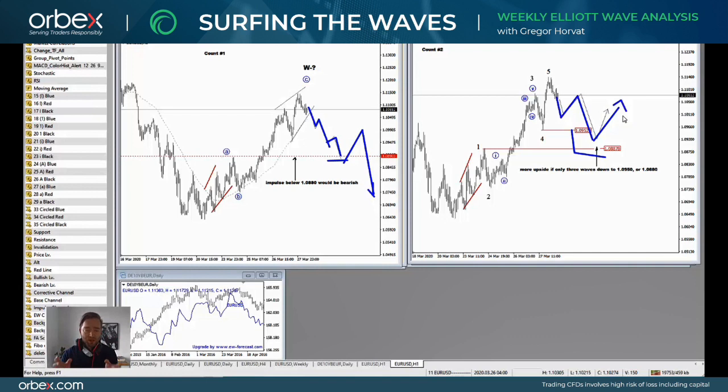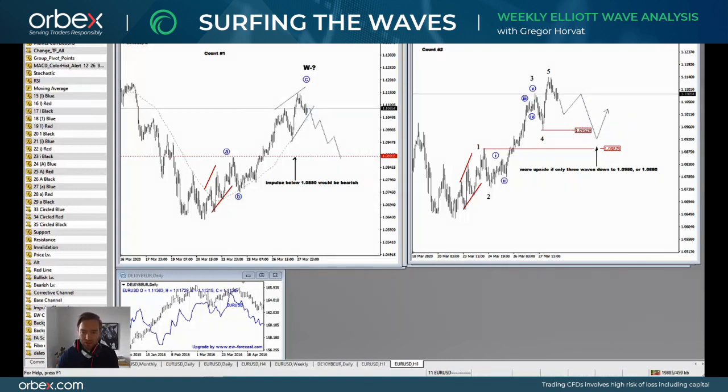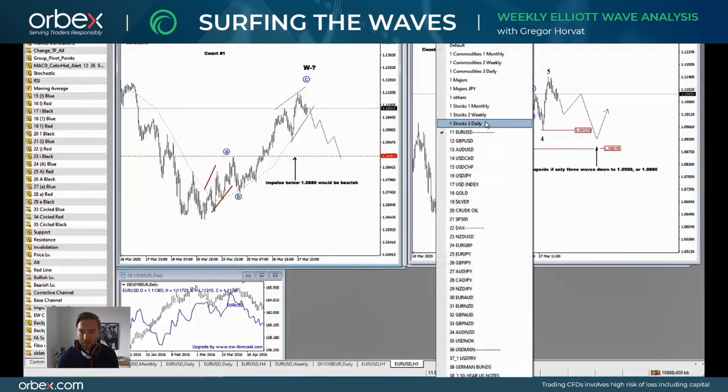I know that euro dollar is tricky at the moment, and what I have learned over the past few years is that when you have tricky price action and multiple valid scenarios from an Elliott wave perspective, you just observe it from a distance, don't rush into any trades, and rather try to focus on something that is more clear. So with that being said, let's go further and take a look at euro pound.